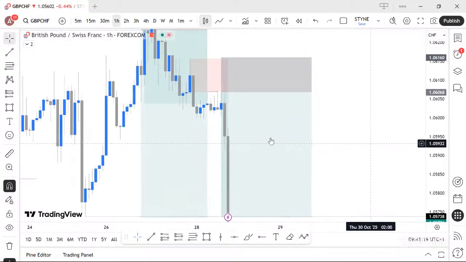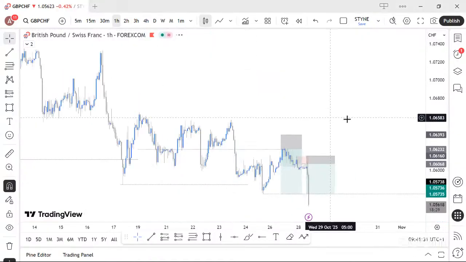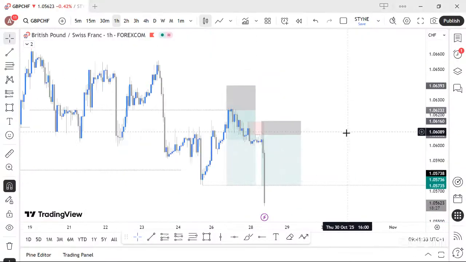So it goes without saying that price will do what? Price will just sweep this and then fall. Is that okay? So I remember we touched this yesterday, and I'm sure we can see the way price respects all these things.